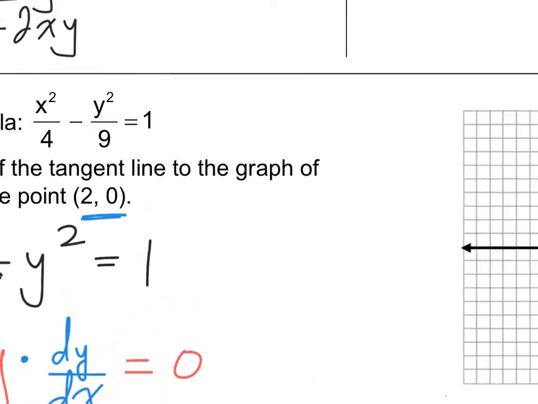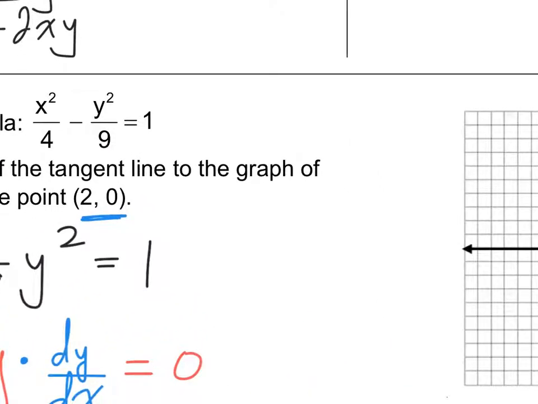So for this particular problem, I'm actually going to solve for y in terms of x. All right. So I'm going to subtract off the x squared over 4. We'll have negative y squared over 9 equals 1 minus x squared over 4. Then I'll multiply through the 9. Well, actually a negative 9.